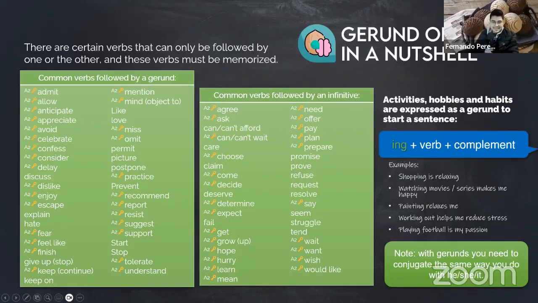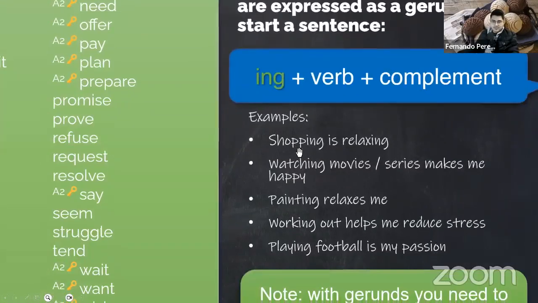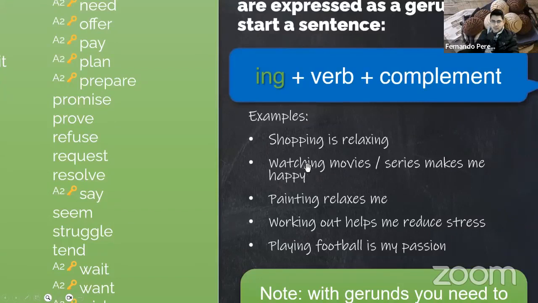And here, this is the question that you have. Activities, hobbies, and habits are expressed as a gerund. Gerund is ing. Shopping is relaxing. Watching movies makes me happy. Painting relaxes me, etc.